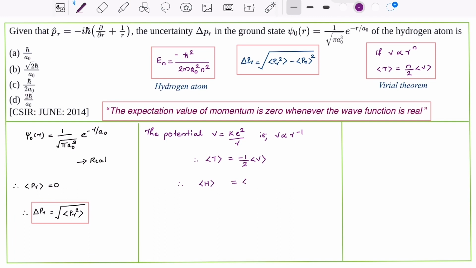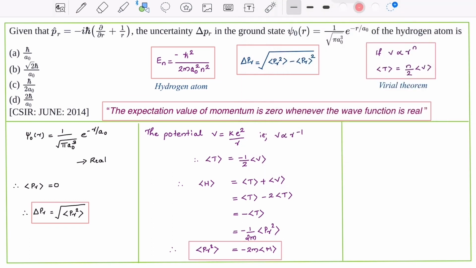Now, what is the expectation value of H? This is the expectation value of T plus the expectation value of V. This is equal to the expectation value of T minus 2T, that is minus the expectation value of kinetic energy. Now we can write it as minus 1 by 2m times the expectation value of p_r squared. Therefore, the expectation value of p_r squared is equal to minus 2m times the expectation value of the Hamiltonian. The expectation value of the Hamiltonian is nothing but the energy E_n, that is given by minus h bar squared by 2m a0 squared n squared.